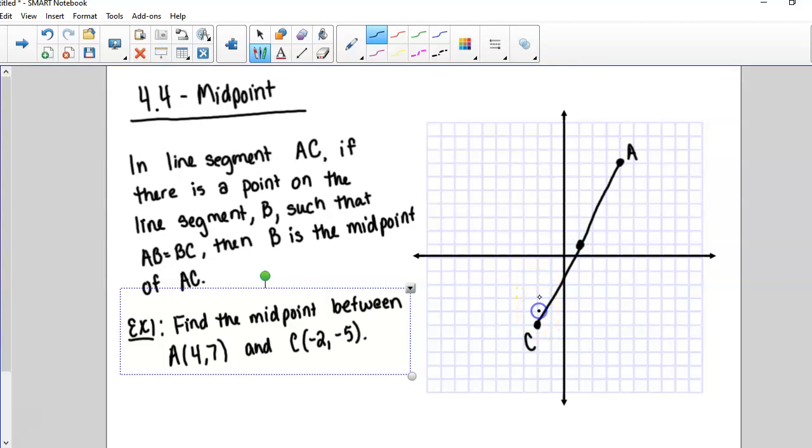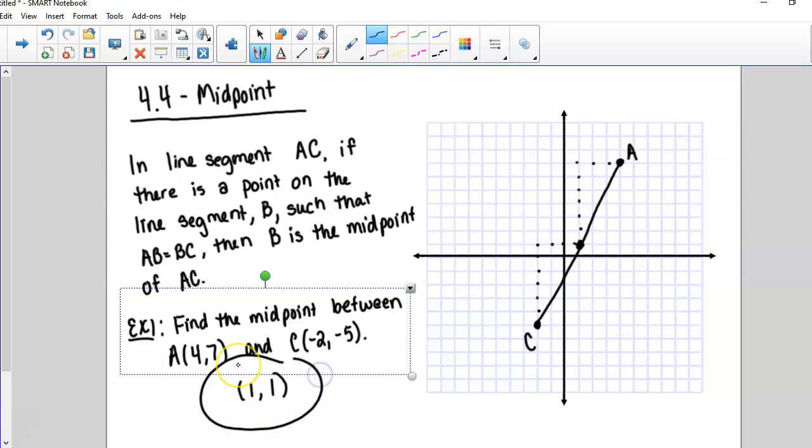So here I'm going up 1, 2, 3, 4, 5, 6, and over 1, 2, 3. Right here I'd go up 1, 2, 3, 4, 5, 6, and over 1, 2, 3. So I would know that those two are the same length. The coordinates of this point right here are 1, 1.